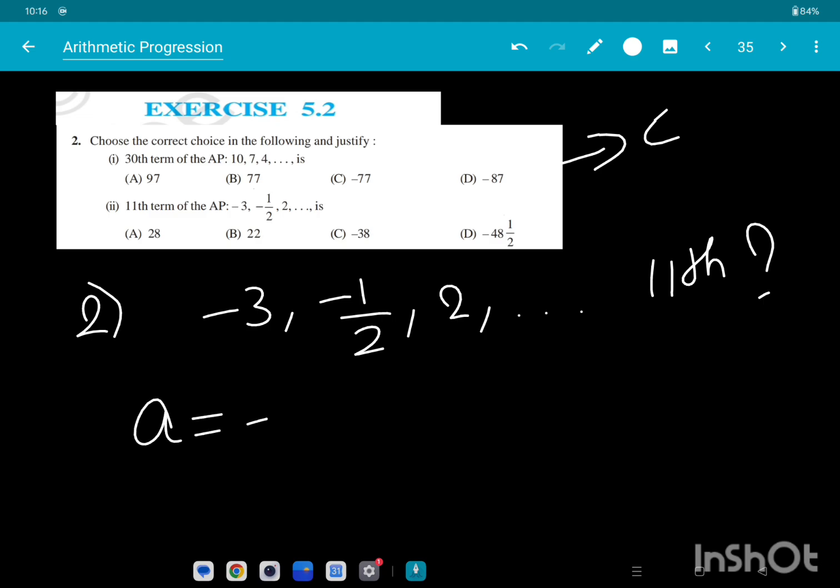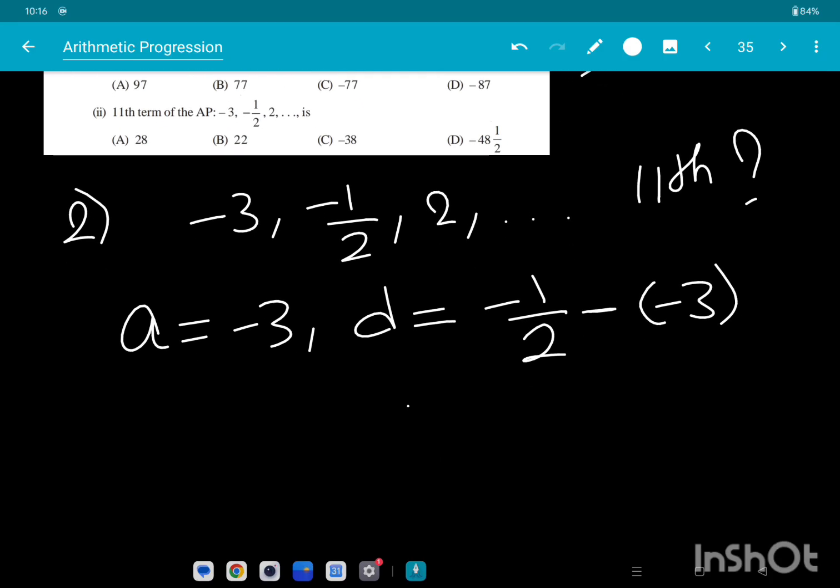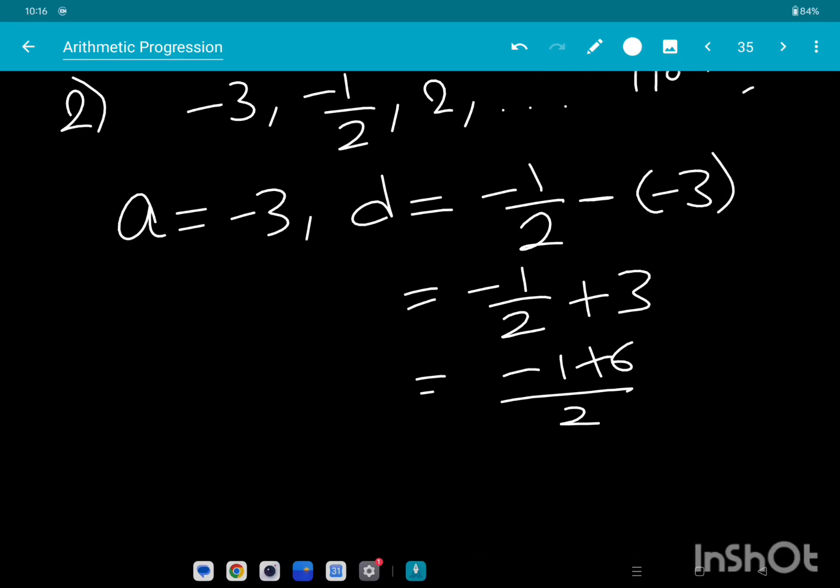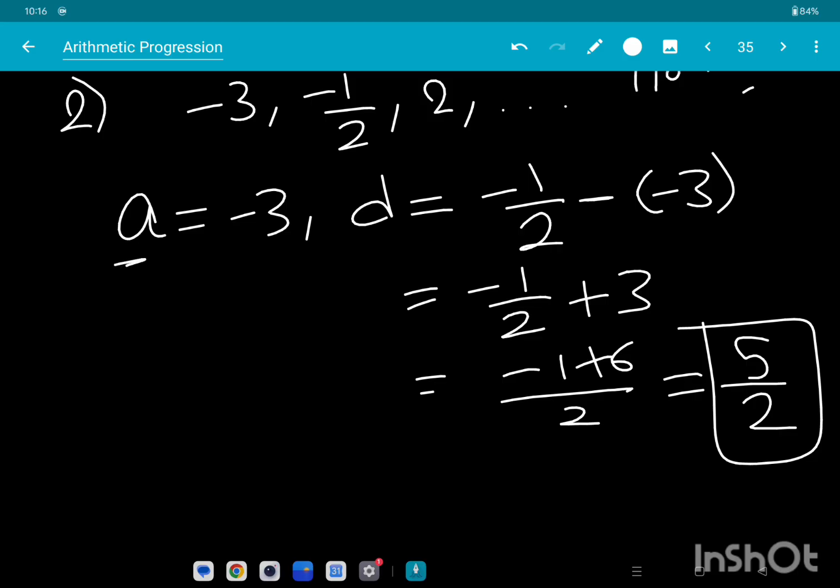What is the a value? Minus 3. And what is the common difference? Minus 1 by 2 minus of minus 3. Minus 1 by 2 plus 3. 2 3s are 6. Minus 1 plus 6 divided by 2, which is 5 by 2. So we find the common difference is 5 by 2 and the a value is minus 3.